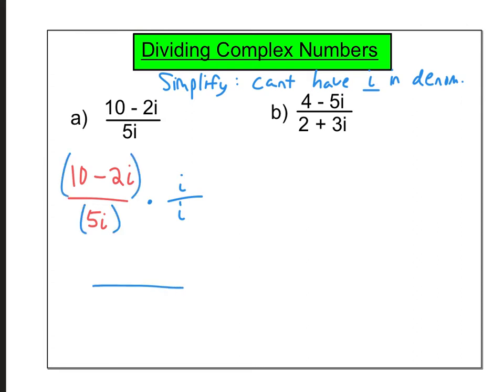So let's do that. Let's distribute out the numerator. So we're going to have 10i minus 2i squared. And in the denominator, 5i times i is 5i squared.